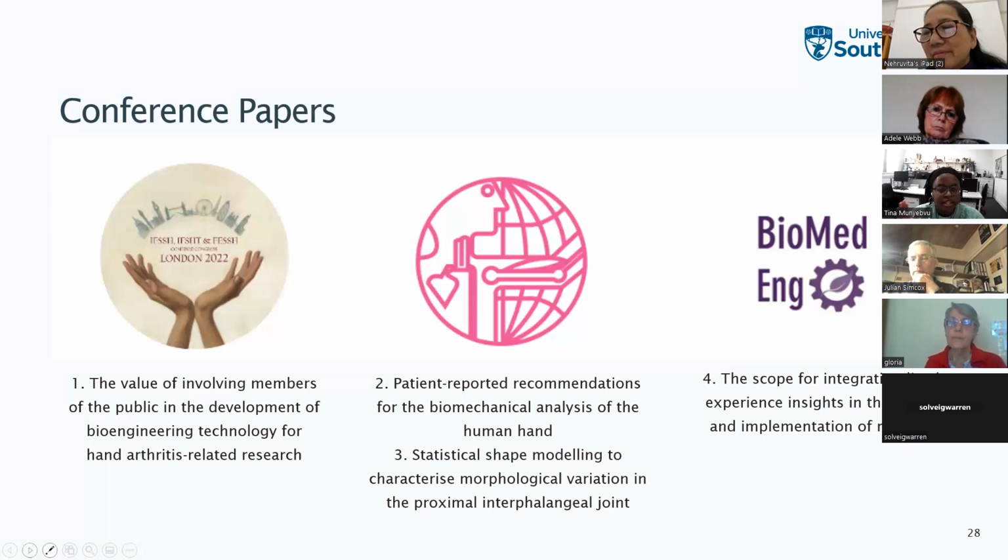And then the latest one we've been to, we conducted a workshop at the Biomedical Engineering Conference, on the scope of integrating lived experience insights in the design and implementation of research. That was more of a formal seminar for the biomedical engineers there.